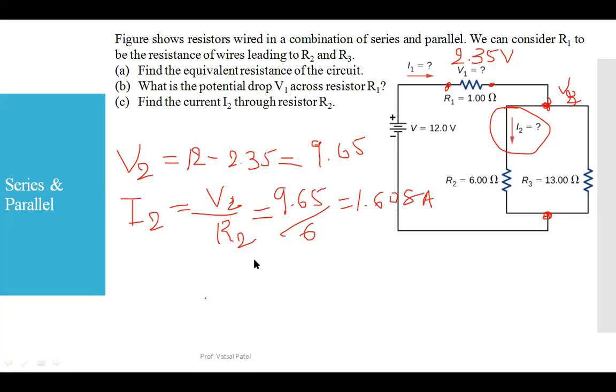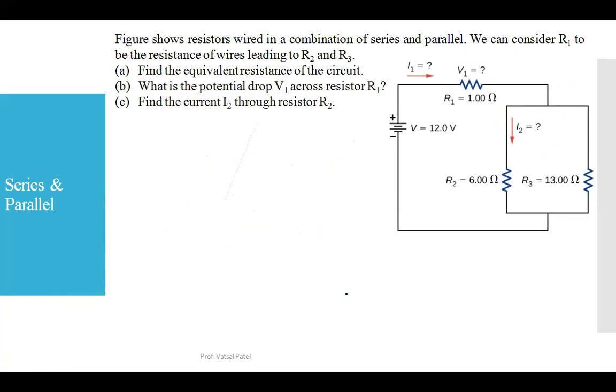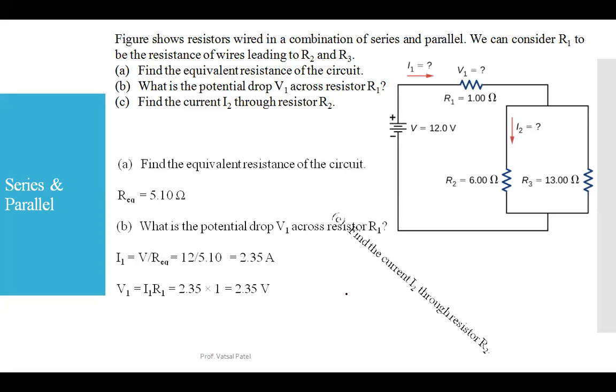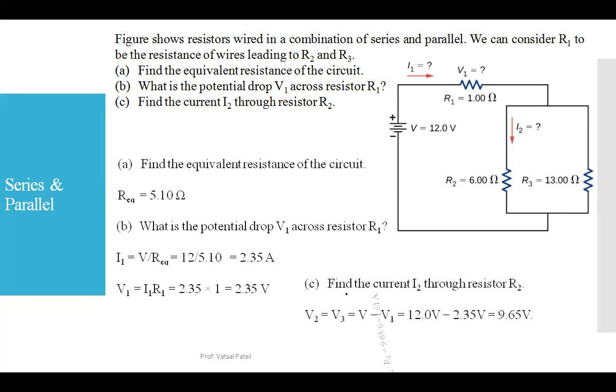So this is how you can do the calculation. So R equivalent is equal to 5.10 ohm. That is in terms of fraction written here. The voltage across R1 is equal to 2.35 volt, right? And the last one, the value of current that is defined over here, it is equal to 1.608 ampere or 1.61 ampere, right? So do you now understand how we calculate this type of example?